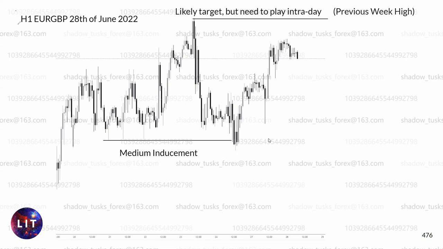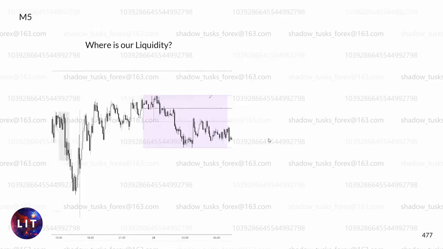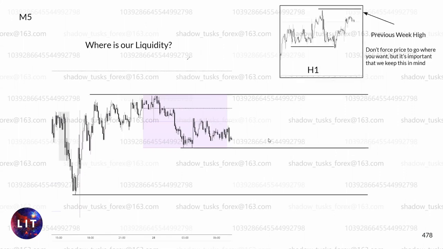Perfect. This is obviously H1 on Euro GBP on the 28th of June. Just wanted to throw in this example because it was very nice. All right, so let's go down to intraday. Intraday, where is our liquidity? We obviously have Asia low with the equal lows, Asia high with the relative equal highs, and then we also need to be careful of previous week highs. So we need to keep this in mind and remember to look to the left. We've also got the previous day low down here.